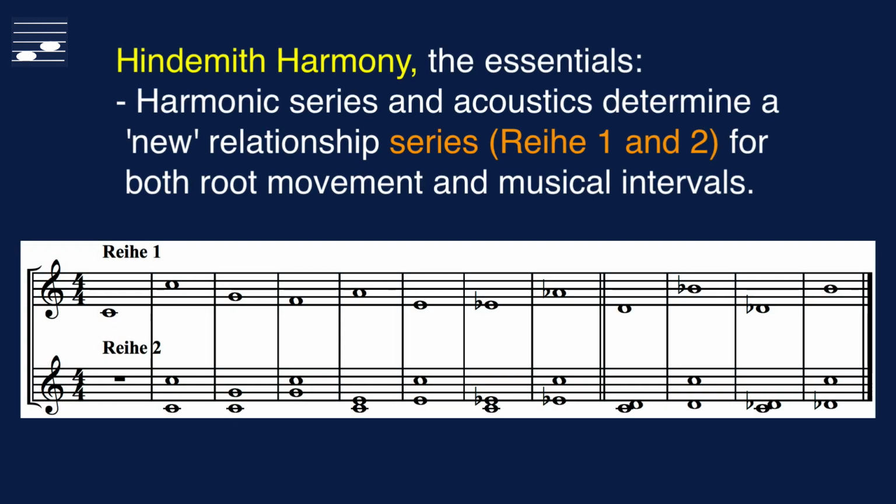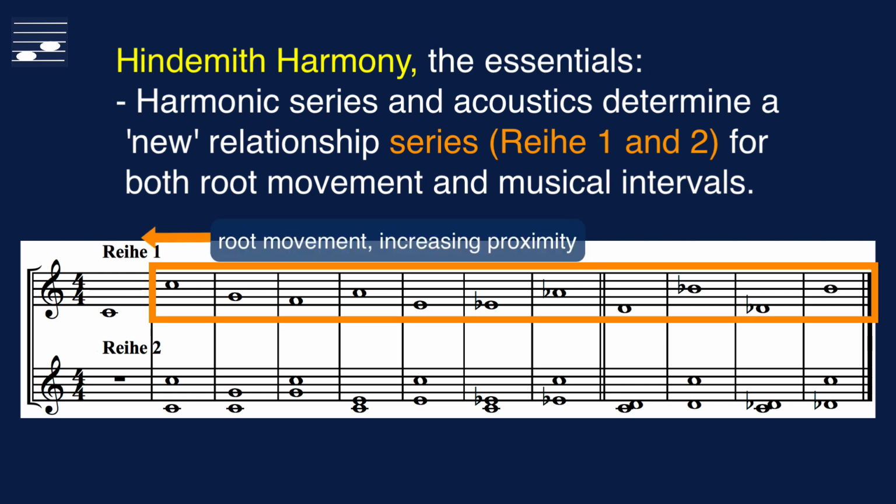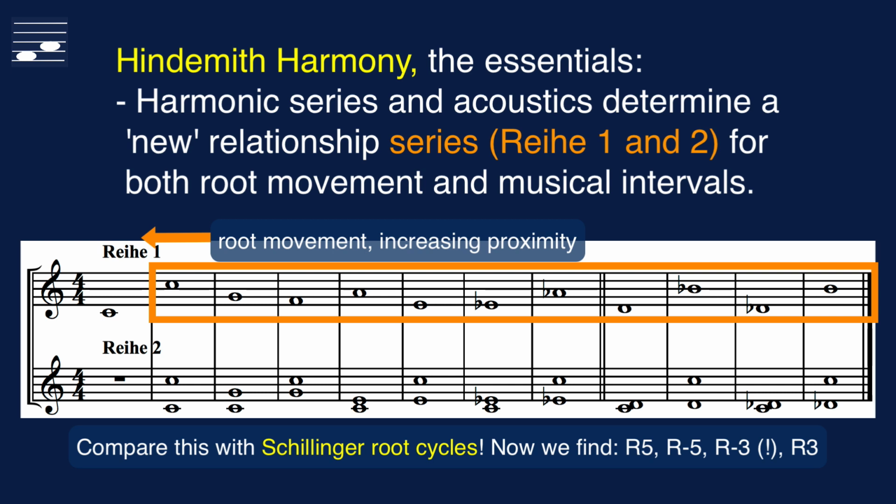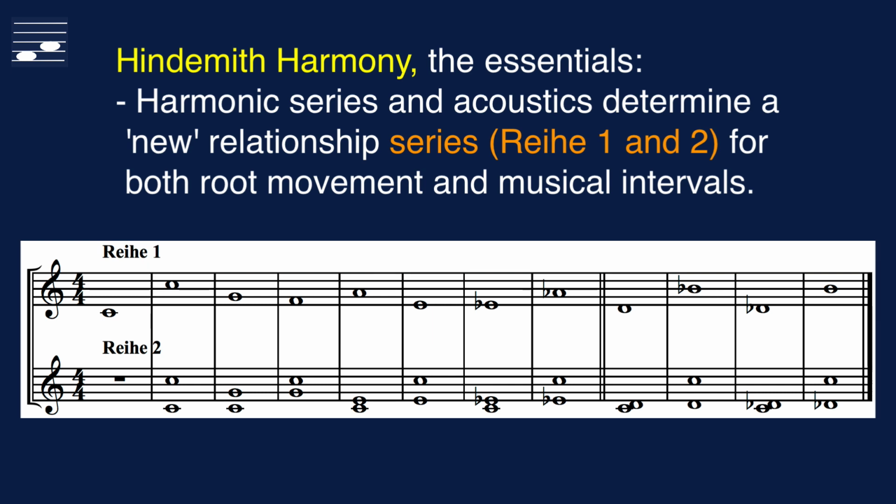He derives two series, Reihe 1 and 2, that are used for the interpretation of root movement and intervals. For the fundamental on the left, the first series shows increasing root proximity when going to the left. We see the familiar dominant tonic root movement R5, the descending fifth, here from G to C. Note that we see alternating positive-negative root cycles according to labeling in the Schillinger system.